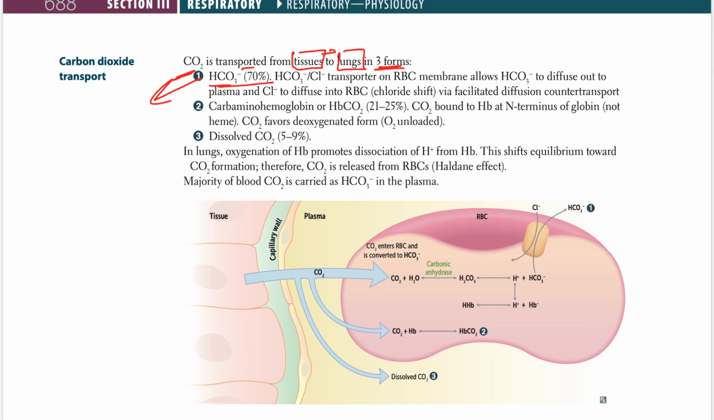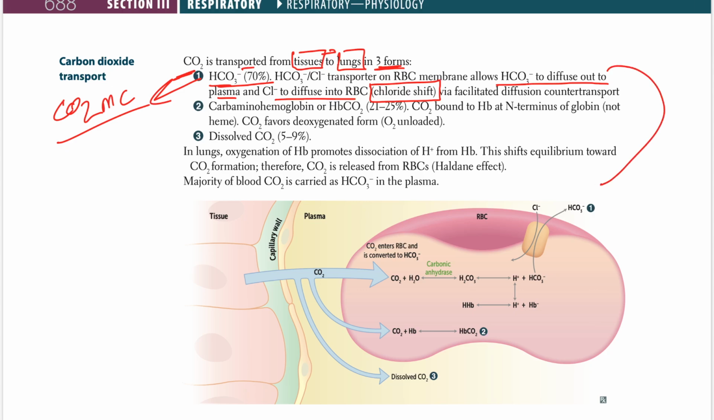So most of the questions come right here. The most common transport of carbon dioxide is bicarb. How does it do it? Let's read that. There is a bicarb chloride transporter on the RBC membrane that allows the bicarb to diffuse out of the plasma and the chloride to diffuse into the RBC, which is known as a chloride shift, via facilitated diffusion countertransport.